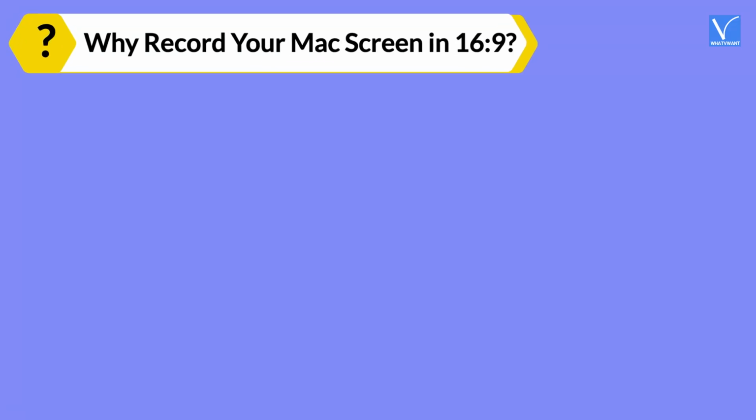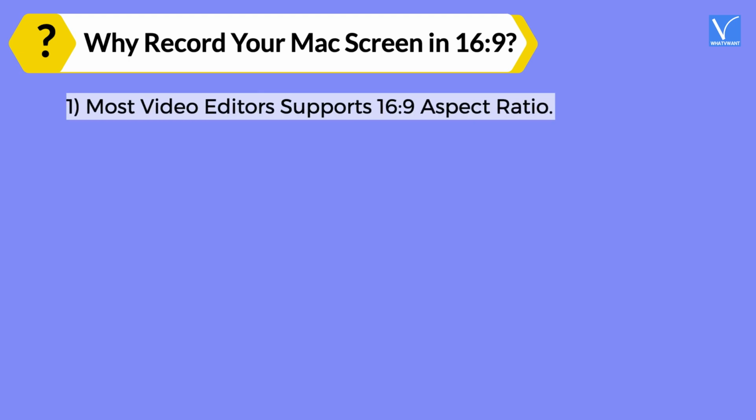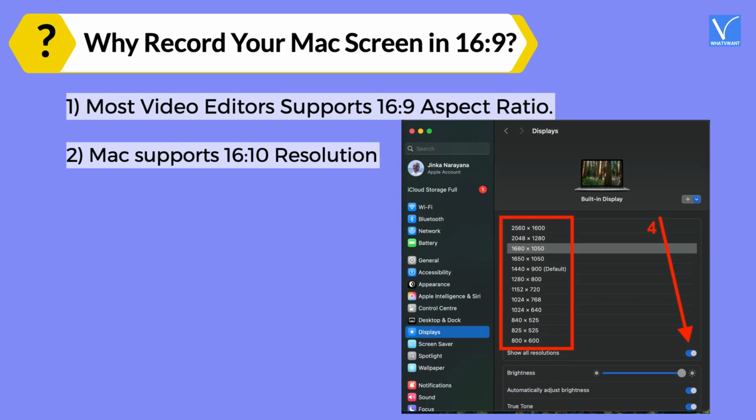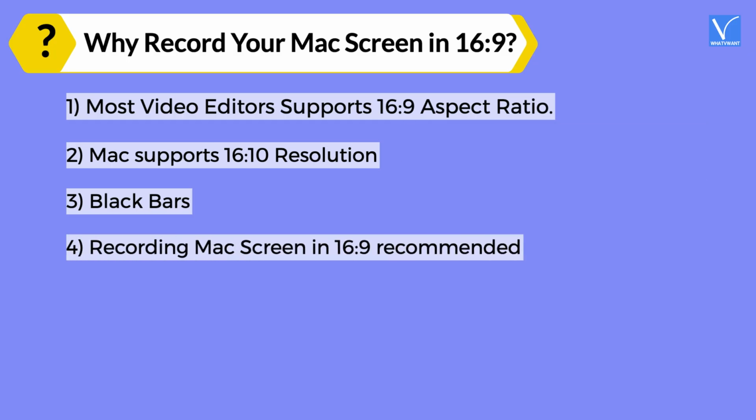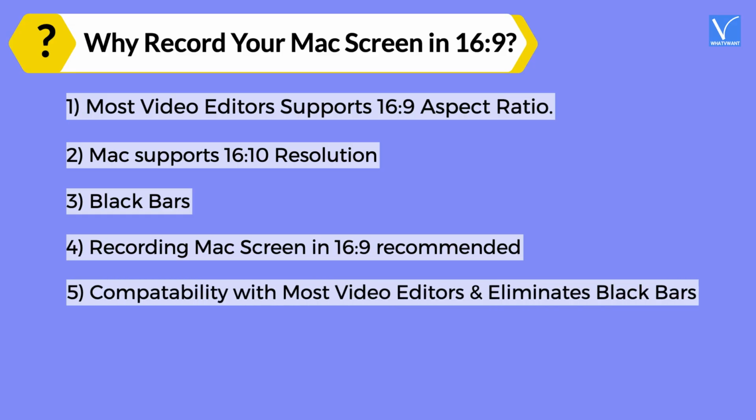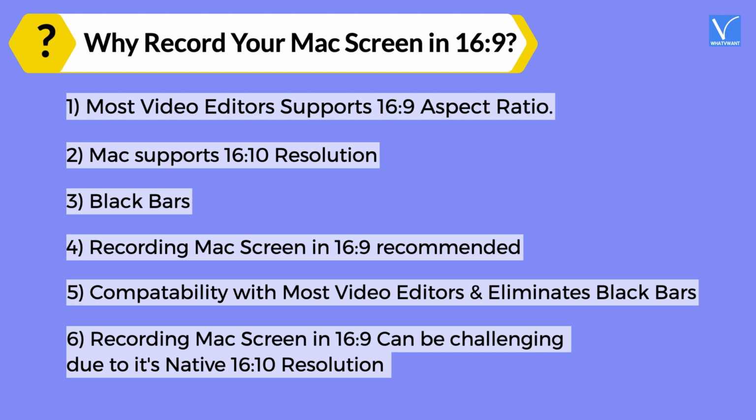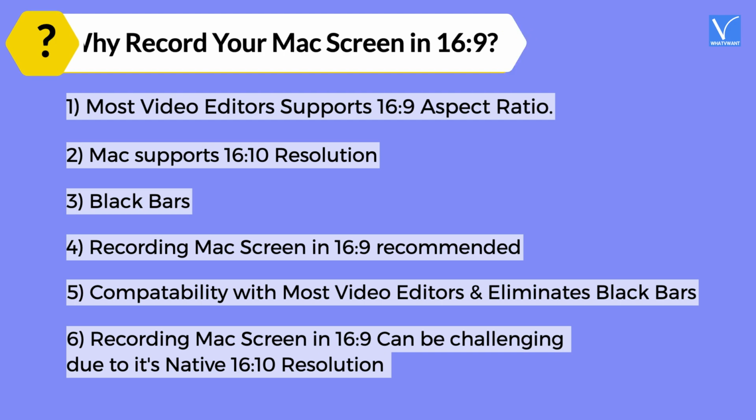First, let us see why and when you need to record your Mac screen in 16:9 format. Most video editors support the 16:9 aspect ratio. However, Macs have a native 16:10 screen resolution. If you record your Mac screen in 16:10 and edit it in a 16:9 compatible editor, you'll end up with unwanted black bars on the sides. To avoid this issue, it's recommended to record your Mac screen in the 16:9 format. Recording in 16:9 format ensures compatibility with most video editors and eliminates black bars. Recording your Mac screen in 16:9 format can be challenging due to its native 16:10 resolution.